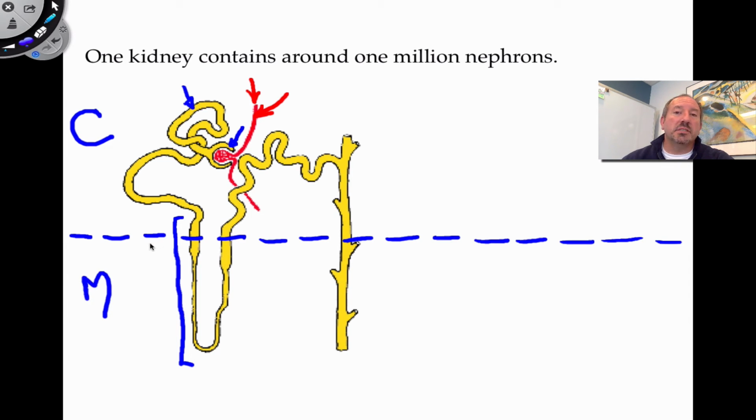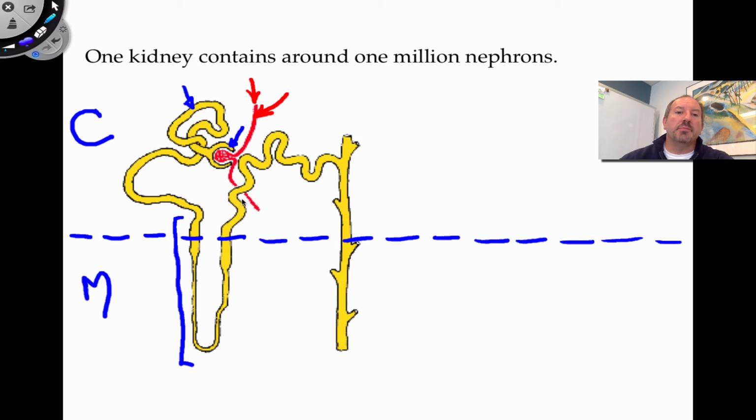And this is going to be significant because when we get into the physiology of this and how urine is actually formed, this medulla area is going to be very, very, very salty. And that's going to help in water reabsorption. And so we'll get into that. It's pretty interesting. But this is the loop of Henle. This is the descending loop. This is the ascending loop.